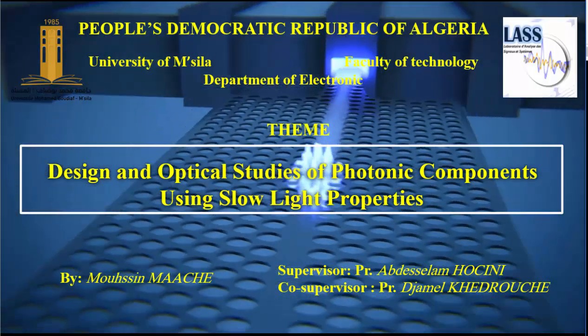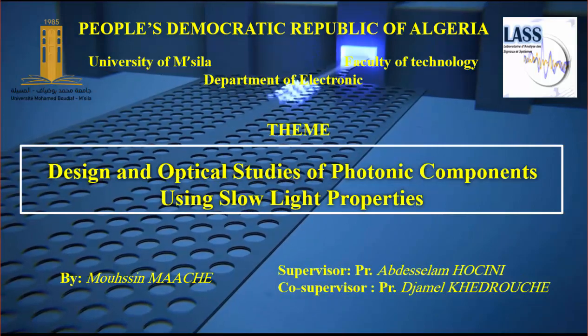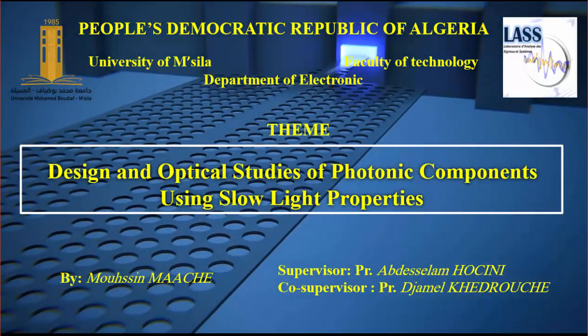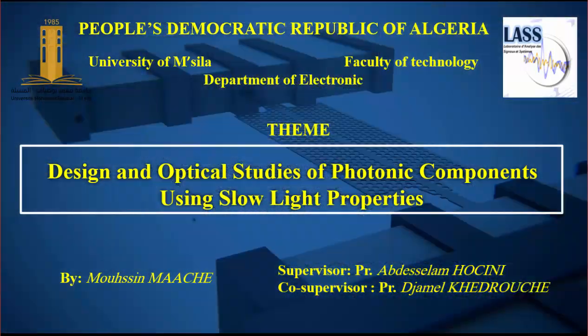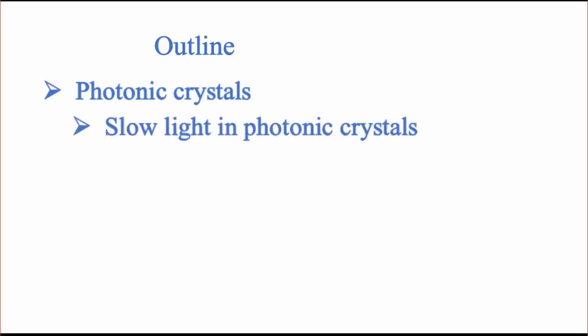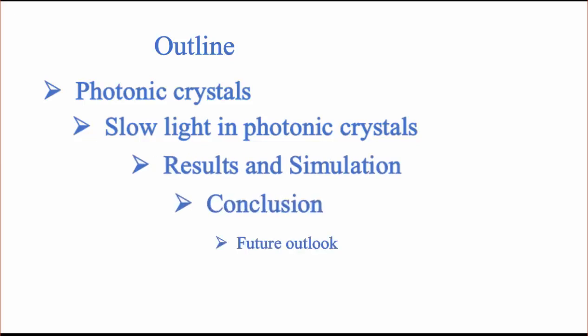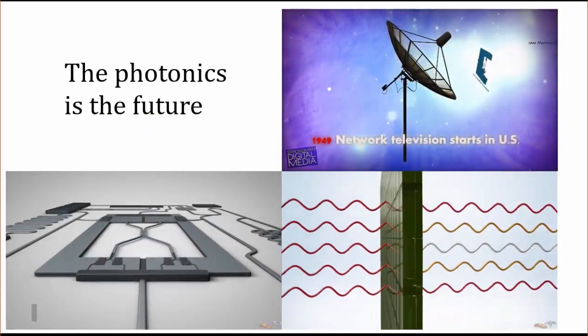Theme: Design and optical studies of photonic components using slow light properties. Outline: Photonic crystals. We review the fundamental properties of photonic crystals. Slow light. In photonic crystals we concentrate on the basic concepts of slow light. Results and simulation. Discussion of our results. Conclusion: Future outlook.